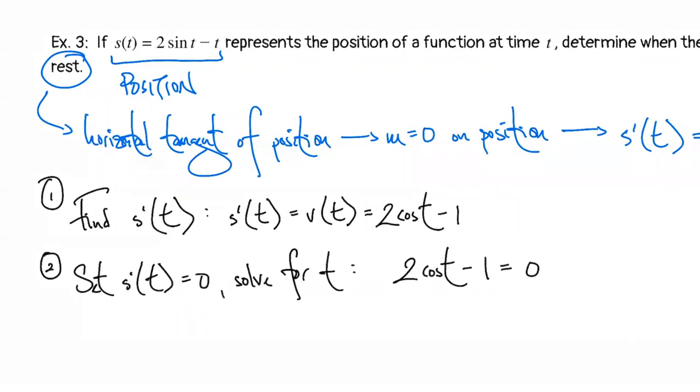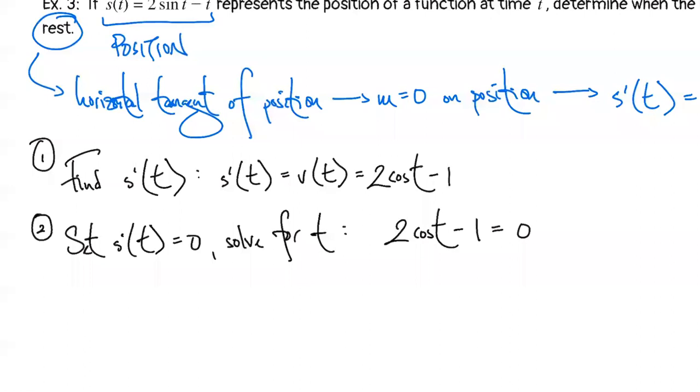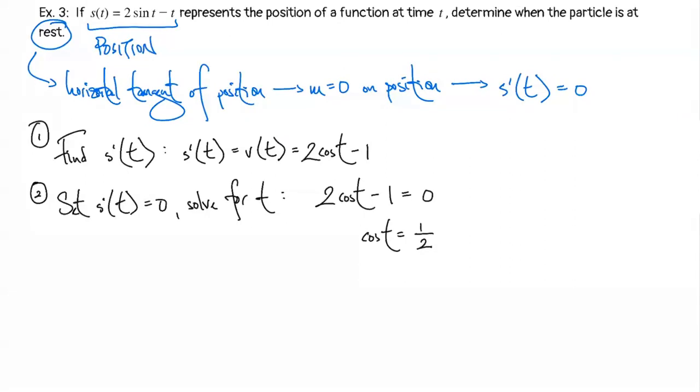And this is when it might be useful to bust out that unit circle. I know it's probably been a while, but before we get to the unit circle, our goal here is to isolate cosine of t. So I'm going to add 1, and then divide by 2, and I'll get cosine t equals 1/2. Now, depending on who your instructor was, how we find this on the unit circle may or may not be clear to you. So let me write out in words what you're going to be looking for on the unit circle.